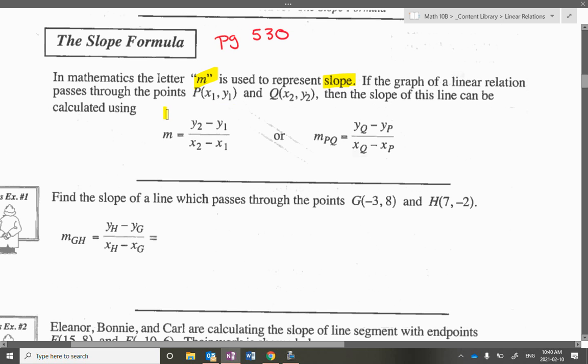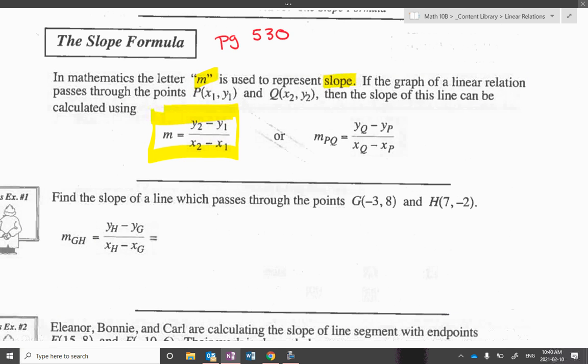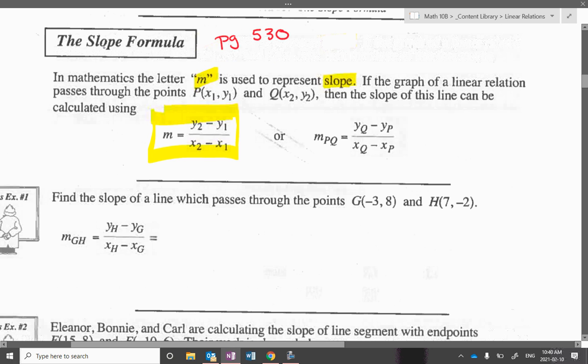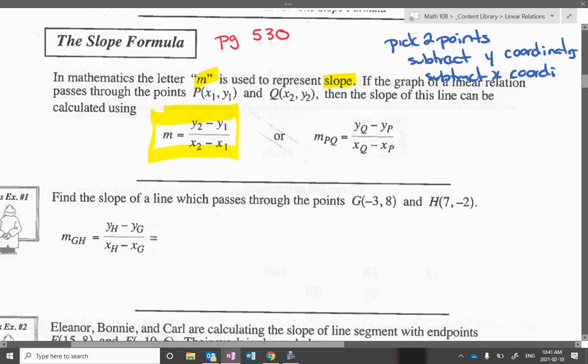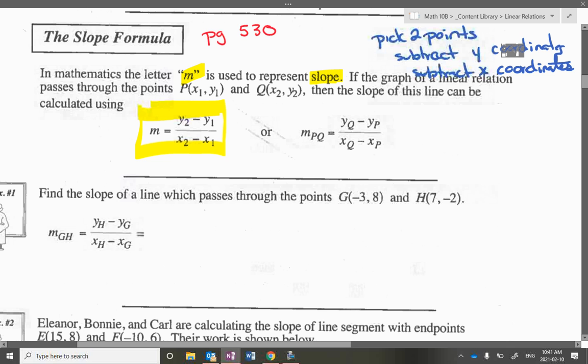So this is your equation, y2 minus y1 over x2 minus x1. That seems really complicated. It's not. All you're doing is you're going to pick 2 points on your graph. You're going to subtract the y values, which is the top, so your y coordinates. And then you subtract the x coordinates. So instead of counting your graph, you can do it with the coordinates. So you subtract your 2 y's and you subtract your 2 x's.